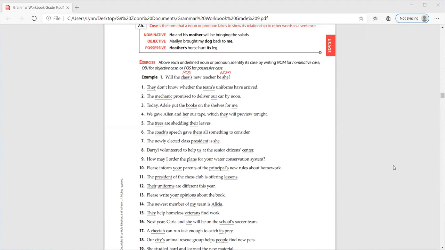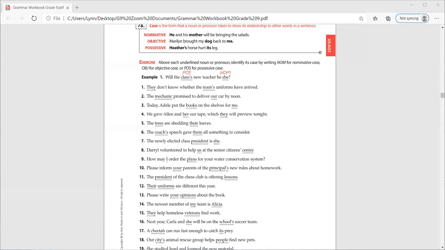Number 4, her is objective. They is nominative. Right. Number 5, trees is nominative. There is possessive. Number 6, coaches is possessive. Them is objective. Number 7, president is objective. She is nominative. Go back to president, Bamika. The newly elected class president is she. President is nominative. Yes. She is nominative.